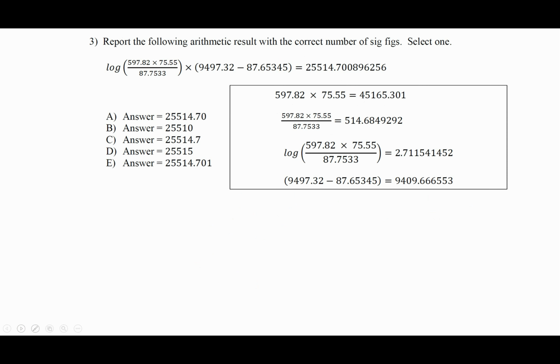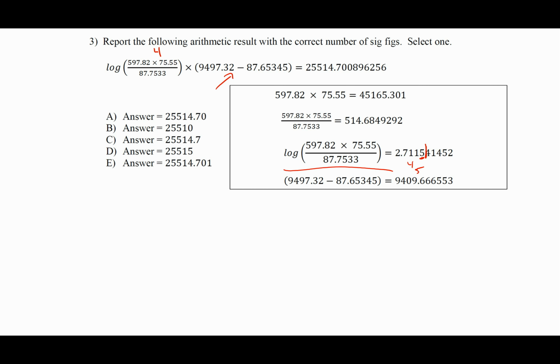Okay, one more to go. Okay, so we have the logarithm of whatever this number is multiplied by whatever this difference is. So let's do the left here. Here we have 5 sig figs times 4 sig figs times 6 sig figs. So we're taking the logarithm of something with 4 sig figs. So the logarithm of this must have 4 sig figs. So 4 plus the decimal place will be the 5. So there's 4 sig figs here, but 5 numbers.